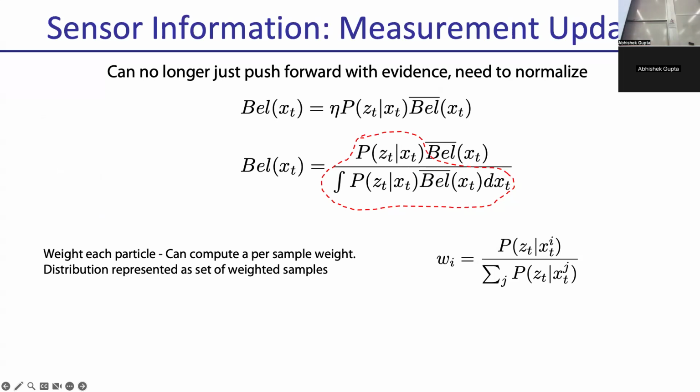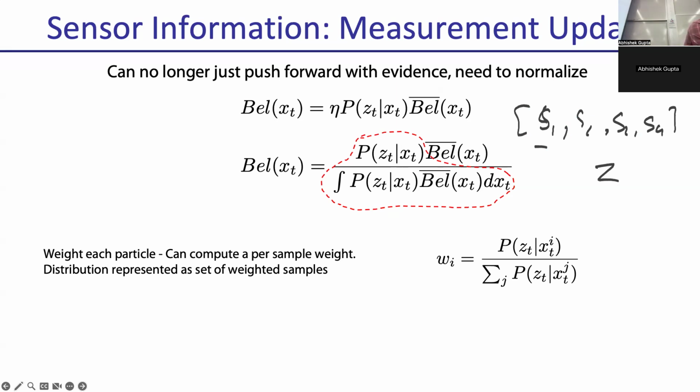Okay, and the way we're going to compute the weights is pretty natural. For every particle that I have, let's say my particles were S1, S2, S3, S4, and let's say I got a measurement Z in the world.